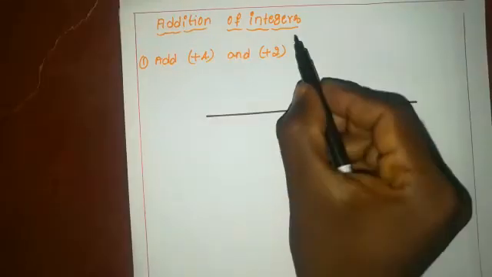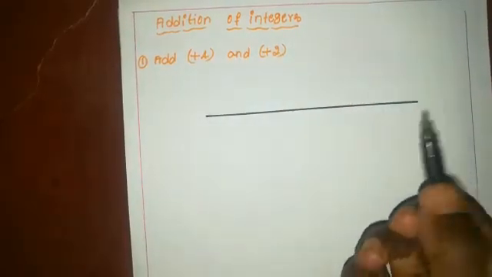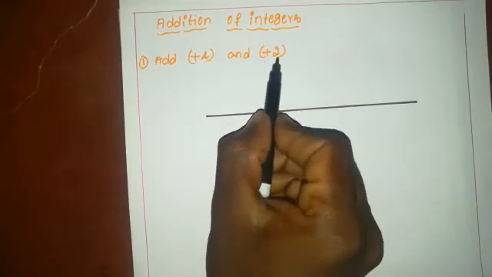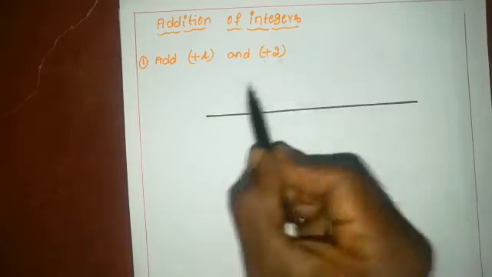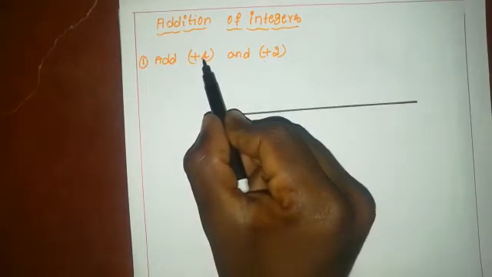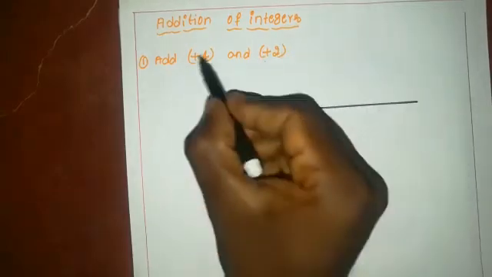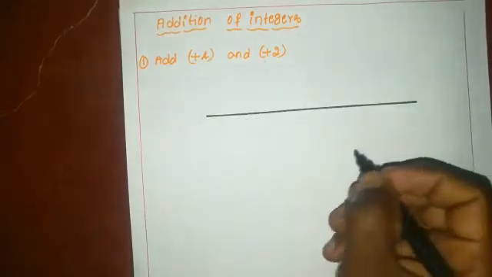Next, addition of integers by using the number line. The first problem is to add plus 4 and plus 2. Both are integers because the numbers have a positive sign. Now we have to add plus 4 and plus 2 by using the number line.